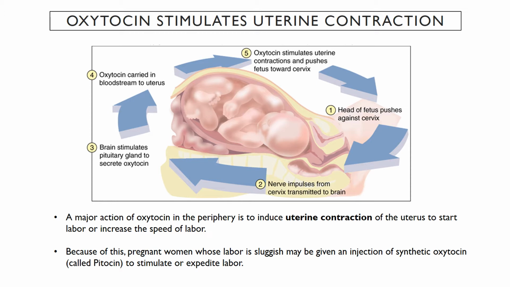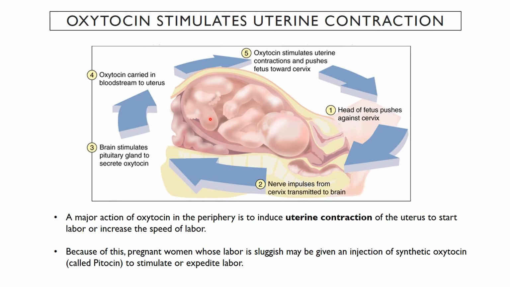One major action of oxytocin, something that's very well understood, and its role in the periphery, is to induce contraction of the uterus in order to start labor and speed up labor. So there's a specific neuroendocrine mechanism that's involved with this.